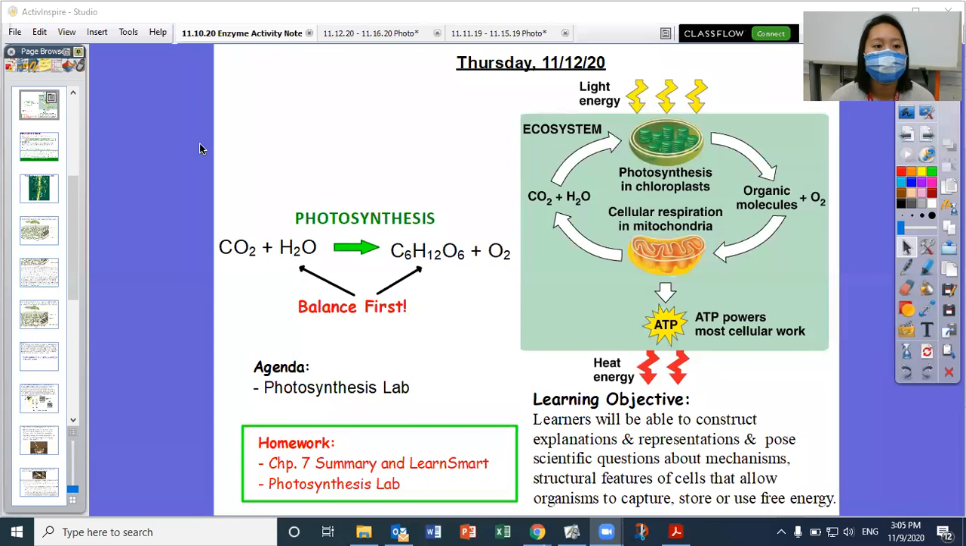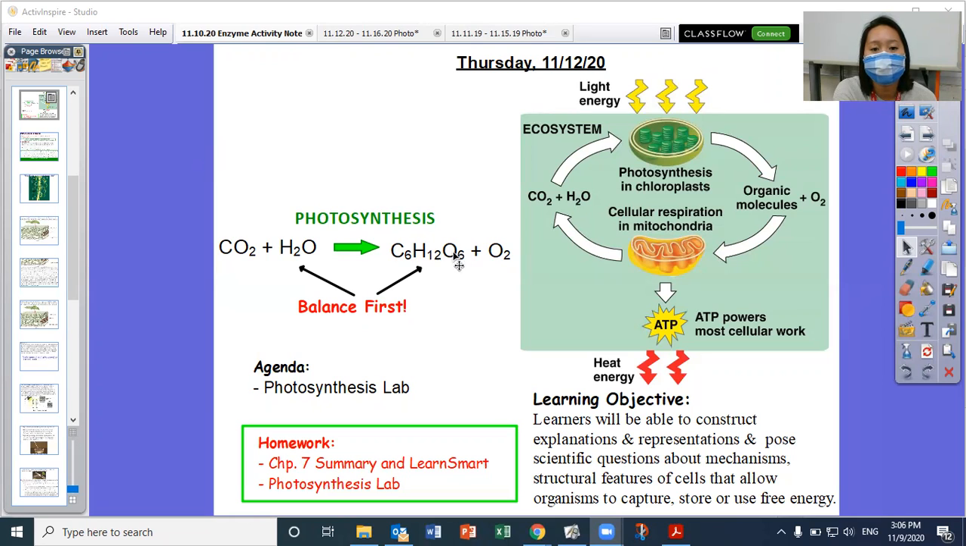All right, so we're going to go ahead and introduce our photosynthesis lab. Today is Thursday, 11/12/20, and as you remember, the photosynthesis equation is shown right here, but it's not balanced yet, because obviously if you need 6 carbons for your glucose molecule, you're going to need to add 6 in front of the carbon dioxide. You're also going to need to add a 6 in front of the H2O because you're going to end up needing 12 hydrogens.